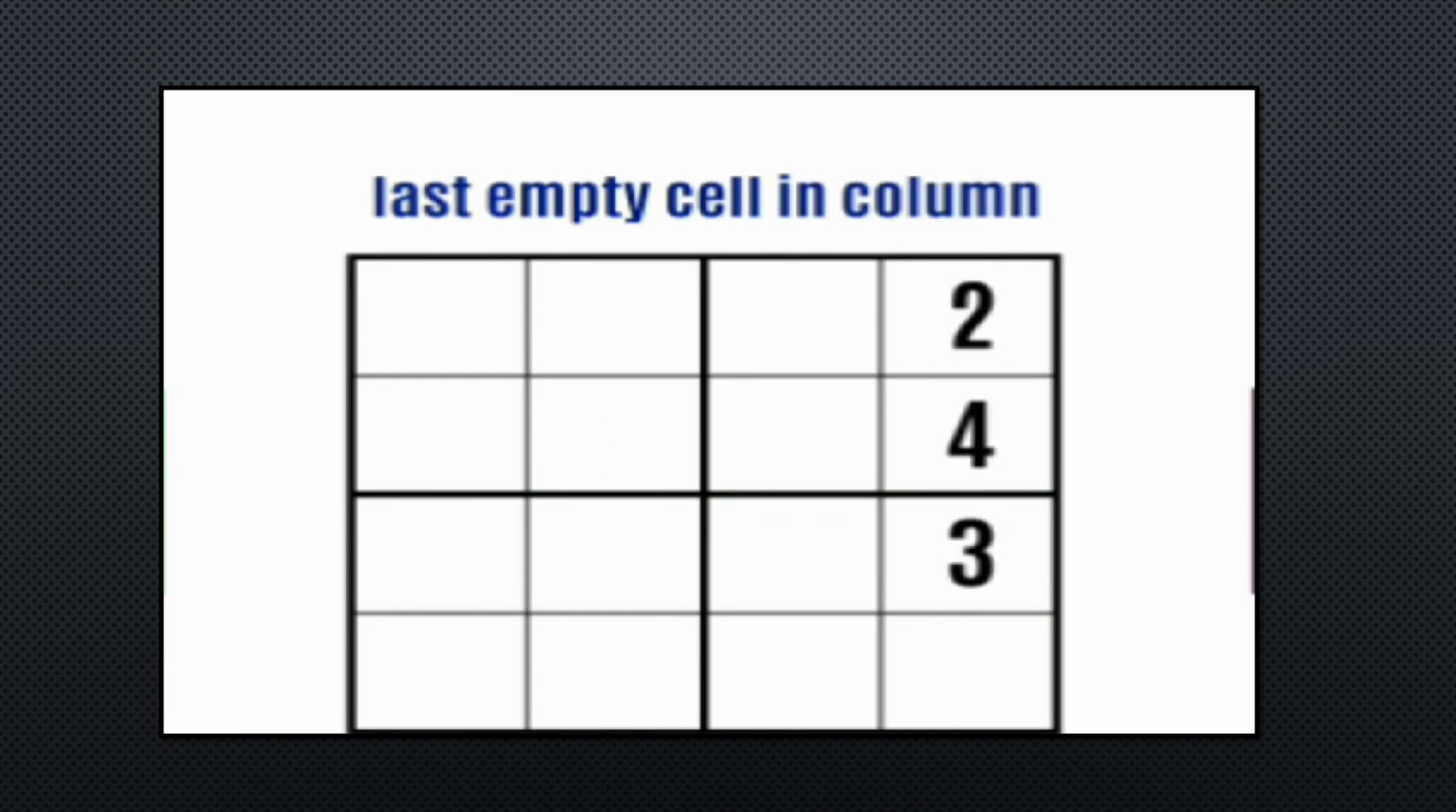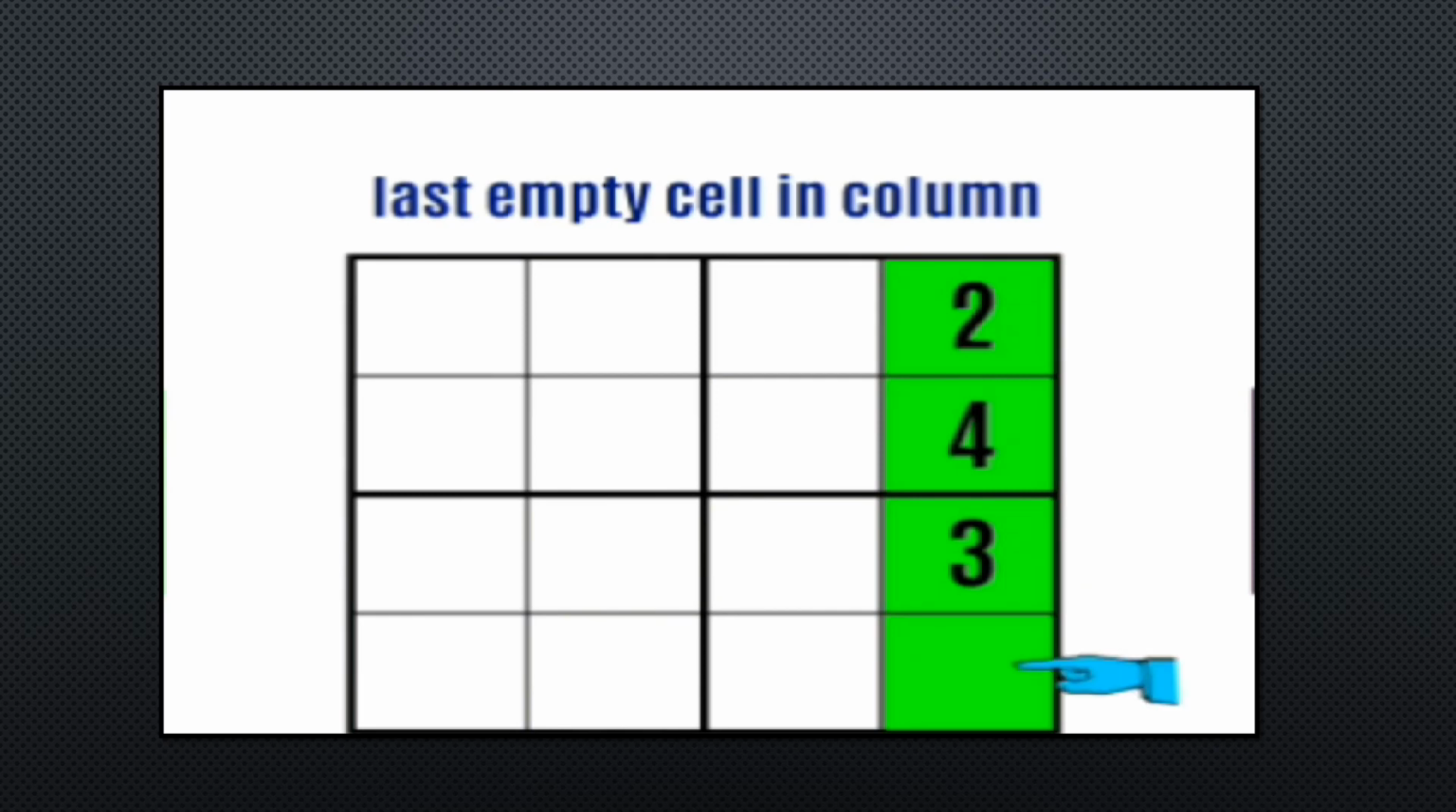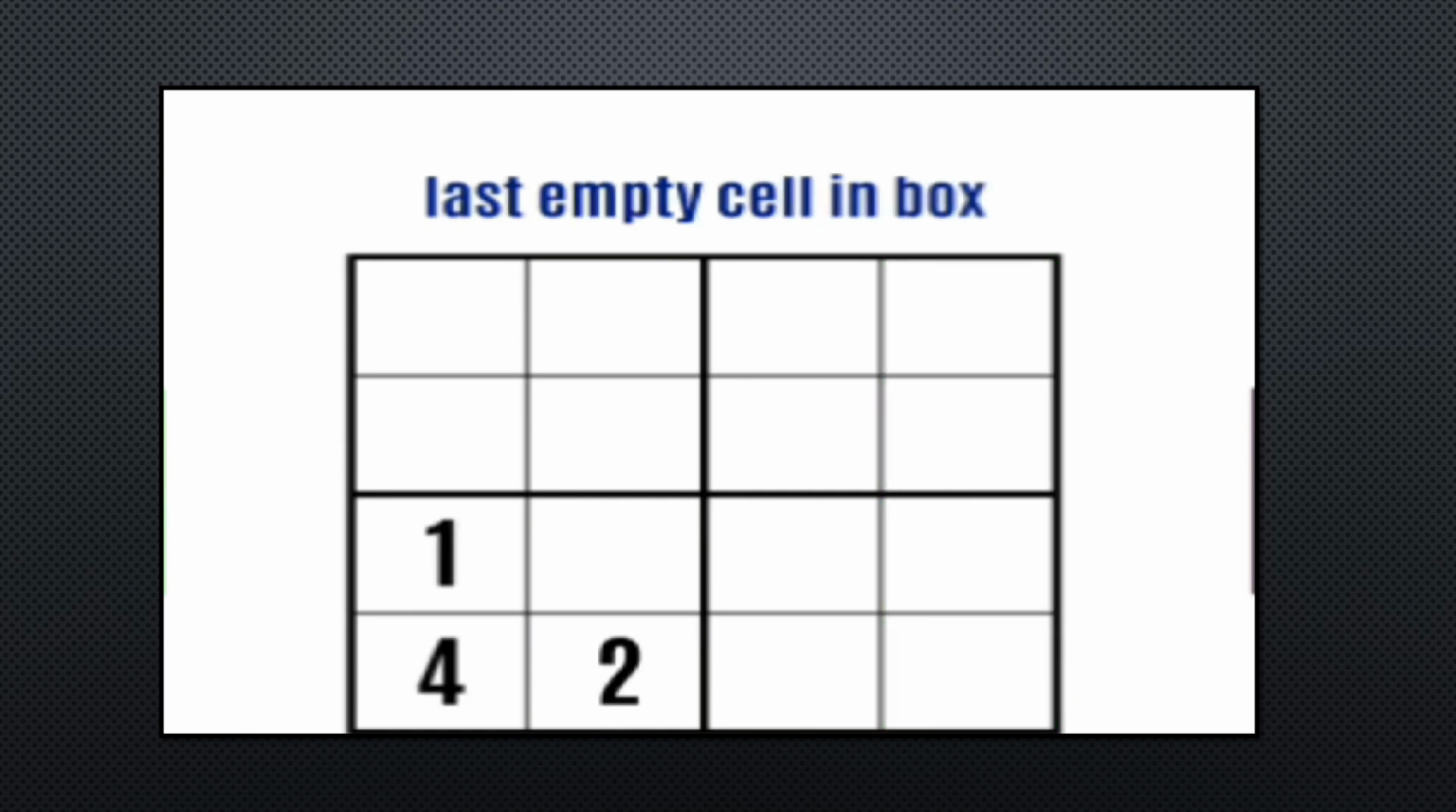See the second example. In the column, again 2, 4, 3 are there. So we can enter 1 very easily in this grid. Let us take another example. We can see 1, 4, 2 and we can write 3 in the empty cell.